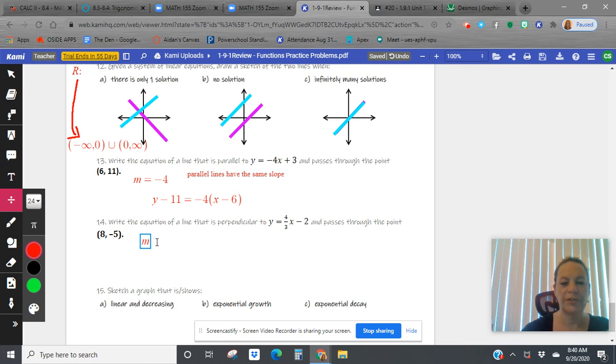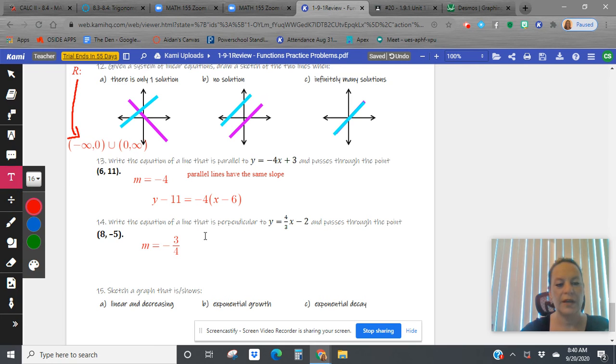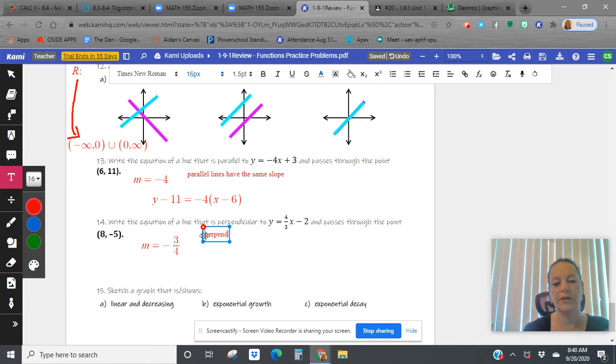Write the equation that is perpendicular to this. Remember that perpendicular slopes are negative reciprocals. So we're going to go ahead and flip it and make it a negative, which makes it -3/4. And that quick note that perpendicular lines have negative reciprocal slopes.